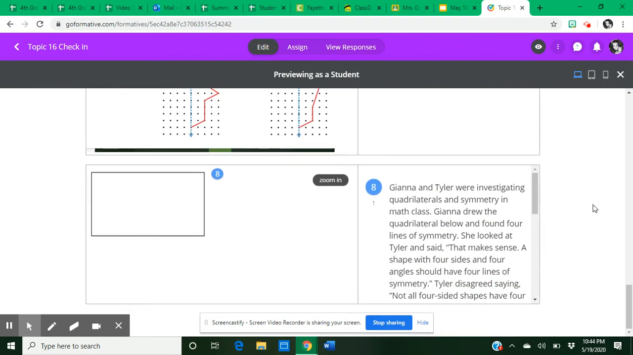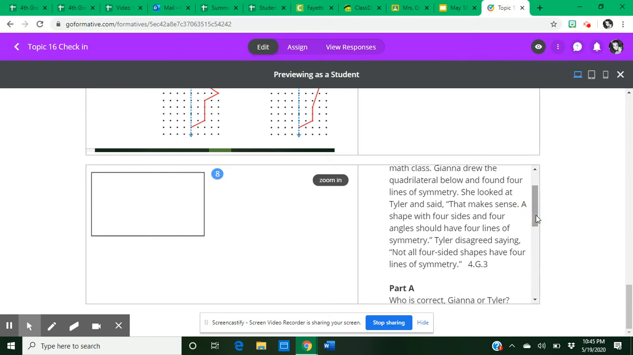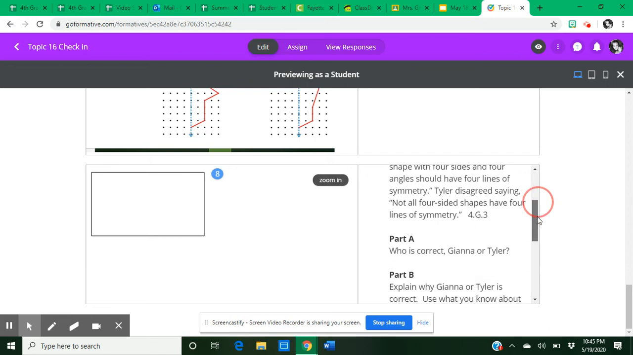Okay, last but not least, Gianna and Tyler were investigating quadrilaterals and symmetry in math class. Gianna drew the quadrilateral below and found four lines of symmetry. She looked at Tyler and said, "That makes sense. A shape with four sides and four angles should have four lines of symmetry." Tyler disagreed, saying, "Not all four-sided shapes have four lines of symmetry." Who is correct, Gianna or Tyler?